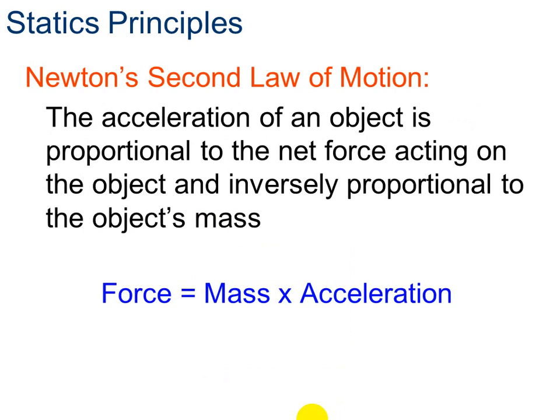Newton's second law of motion describes the relationship between the net force and acceleration. So first law, force and velocity. Second law, force and acceleration. And it says the acceleration of an object is proportional to the net force acting on the object and inversely proportional to the object's mass. You might more commonly have used this in your physical science classes or in your physics classes. It's the formula F equals ma.